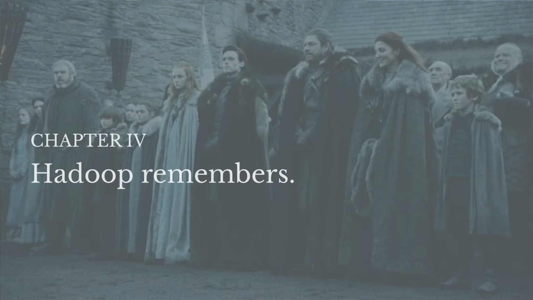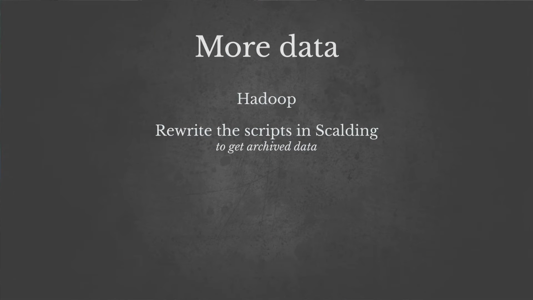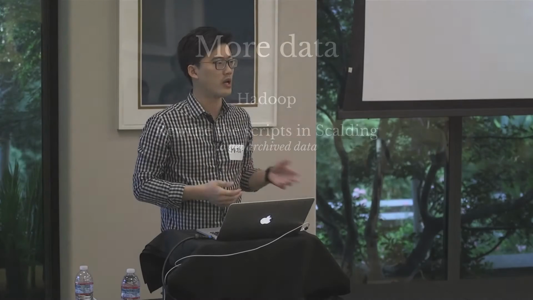So this is where I go to Hadoop and ask for more data, and it doesn't cooperate like the North. So I have to rewrite the script because I was using a Node.js script just to hit the Twitter API. Now I have to rewrite everything in Scala. We have the Scalding library, which is on top of MapReduce, so we can hit the tweet archive from 6 years ago.